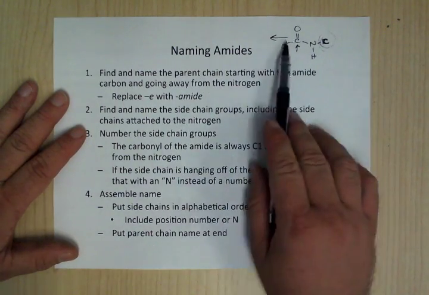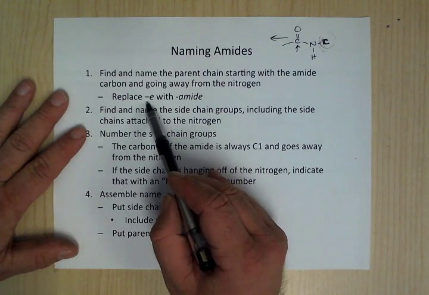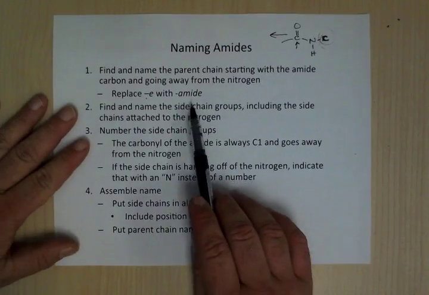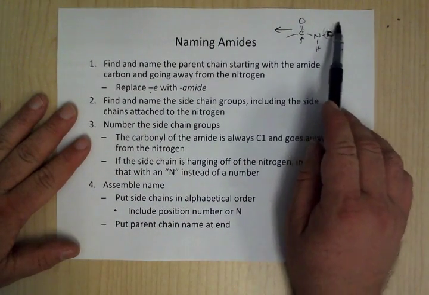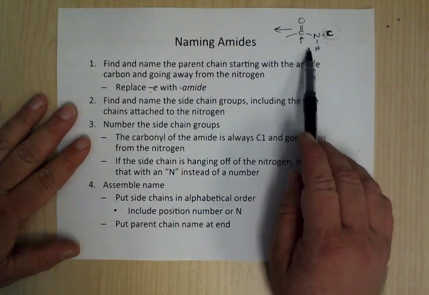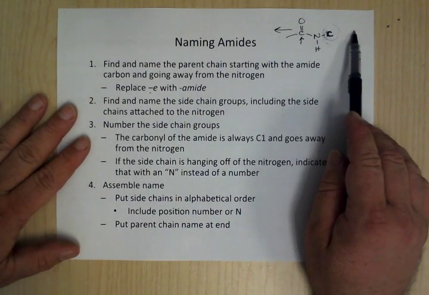So this actually makes sense, right? You replace the E with amide. It's one of the first times it actually makes sense. Now you're going to need to find the side chains over here, but you're also going to label anything that's hanging off of that nitrogen. Except for the hydrogen, you don't have to worry about that. But the other groups hanging off the nitrogen, you've got to let me know about that.